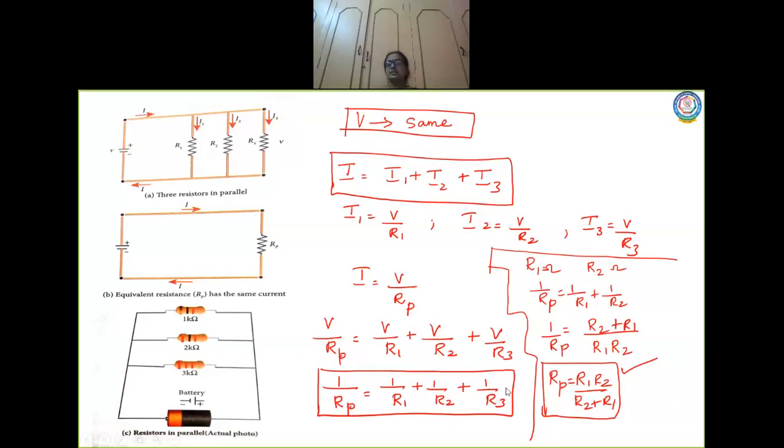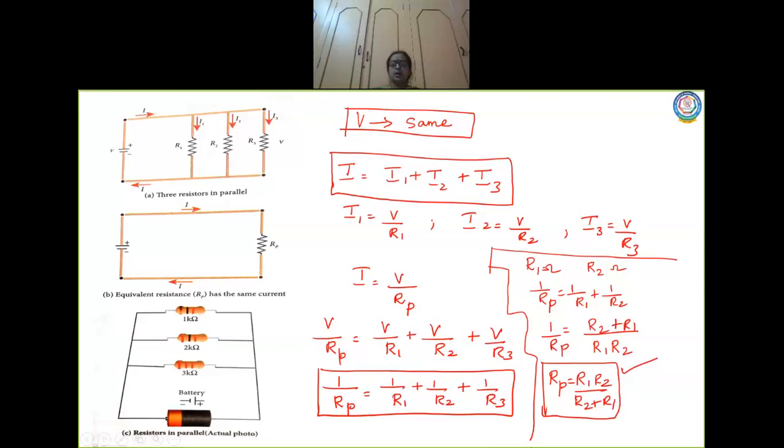If the resistors are restricted to only two, then instead of going for this formula, you can go for this formula also. You can directly substitute and get the value of Rp. Otherwise, you have to first find out the value of 1 by Rp, and then from that find out the value of Rp. But when it is with respect to only two resistors, you directly go for this to get the value of Rp, children.